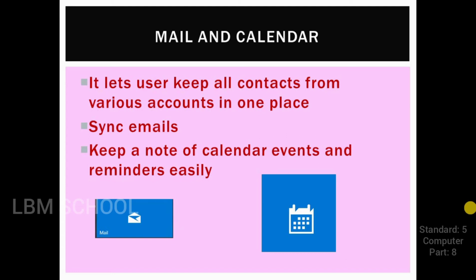What do we do in the calendar? In the calendar app, if suppose there is a meeting tomorrow, I can set that there is a meeting tomorrow, it is a special day, etc. In the calendar app, we can keep reminders also. This is the icon for mail and calendar.